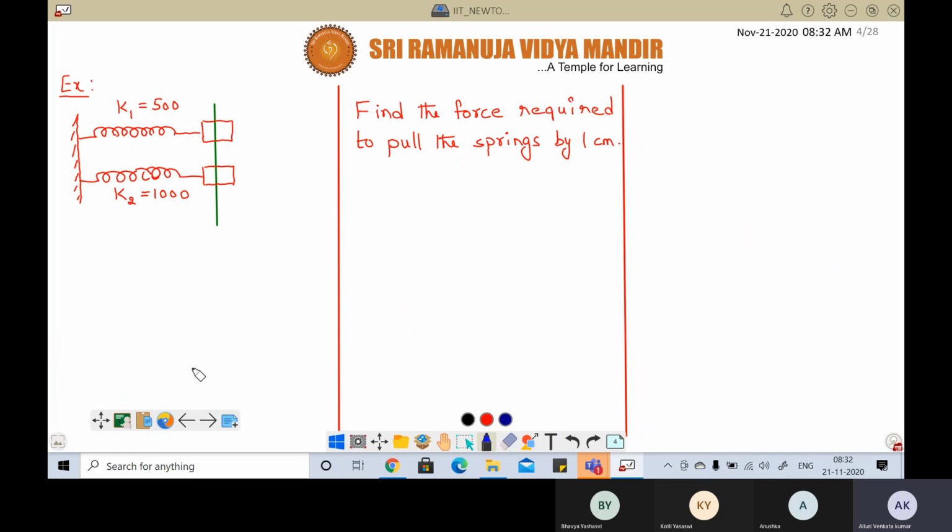Let us take one simple example. Here there is a wall, and to this there are two springs connected to two blocks. This is the natural length position. The spring constant for one spring is 500, and for the other spring it is 1000. Find the force required to pull the springs by 1 centimeter.